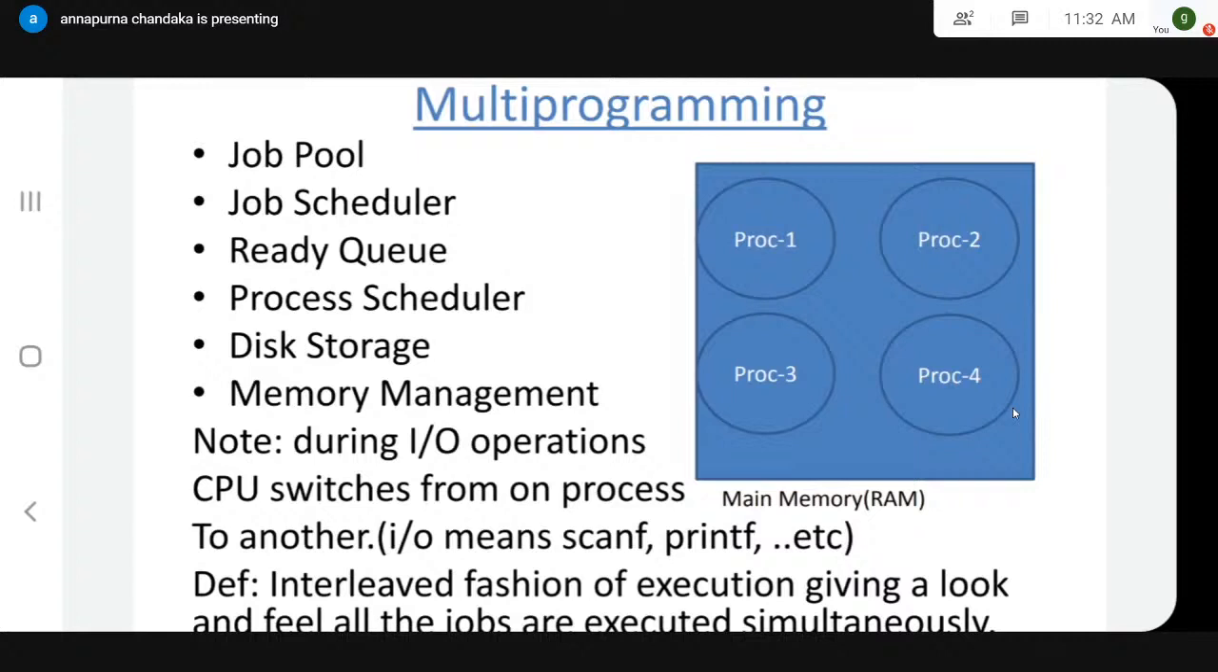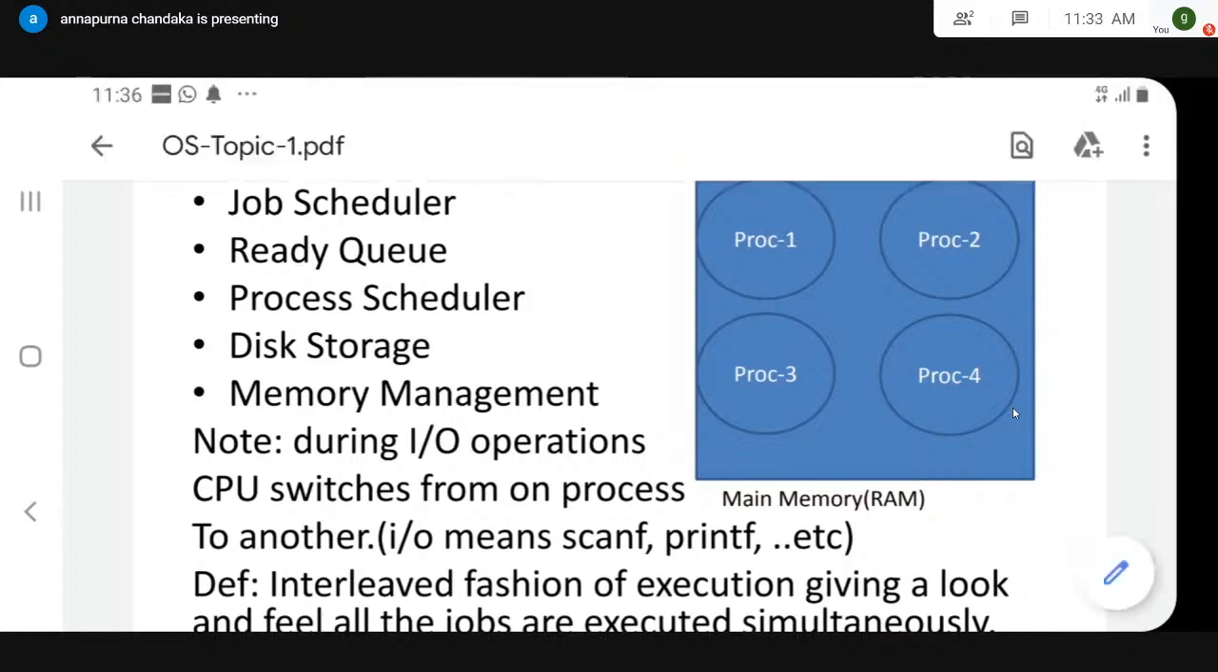In your principal's office, let us assume that your principal is the CPU. The principal's office, the principal's room, is called main memory, and the principal is called the CPU. And there are 4 persons sitting before the principal, ready to talk with the principal. Those 4 persons are called processes, let us assume.